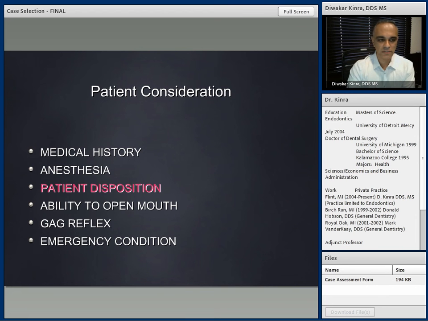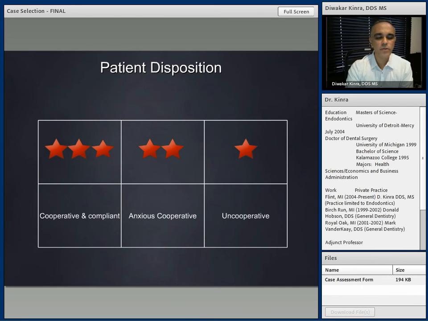Patient's disposition. Well, again, getting patients numb, sometimes just getting them numb is uncomfortable for them. They need a little bit of help here. And in many cases, you have cooperative and compliant patients. Those are my 3-star patients. And in most cases, that's most of my patients. I do have some anxious patients, and then when they become uncooperative, you have to go to the next level. Sometimes I use Valium or Xanax to help the patient out. I make sure the patient has a driver if that's the situation.